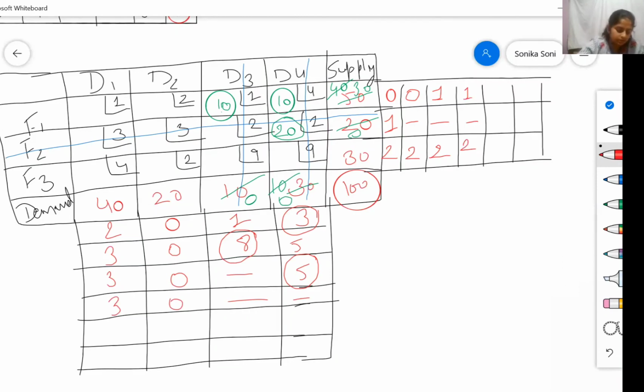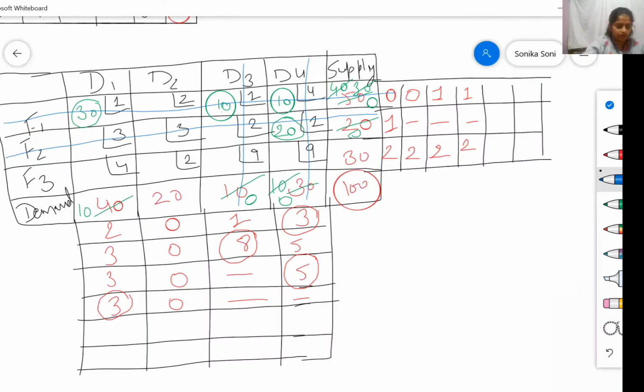Now in these penalties, which is the highest? We have 3 as the highest here. So we have to look for the lowest cost in D1 column. We have F1 D1 as the lowest with 1 as cost. So we will allocate here. How much can we allocate here? We can allocate only 30 because supply is only 30 here, although the demand is 40. So we allocated 30 here. Now the demand became 10 and the supply became 0. So we will cancel the F1 row out.